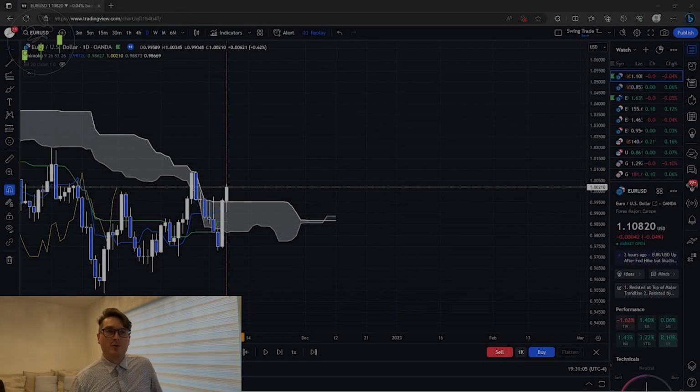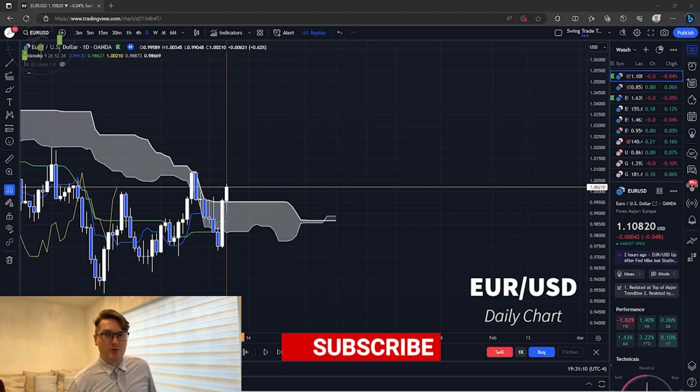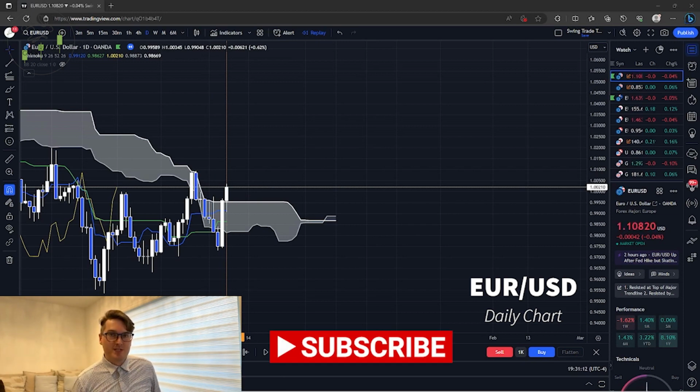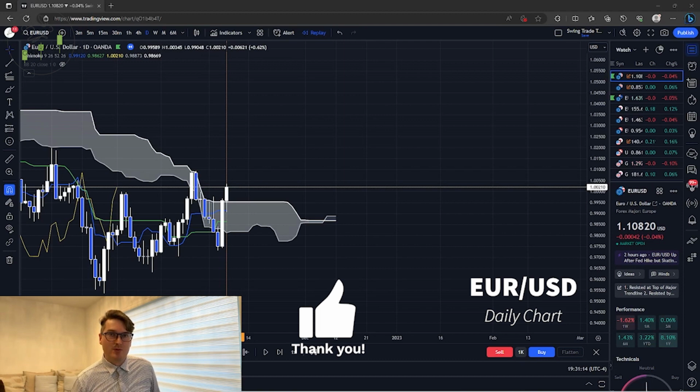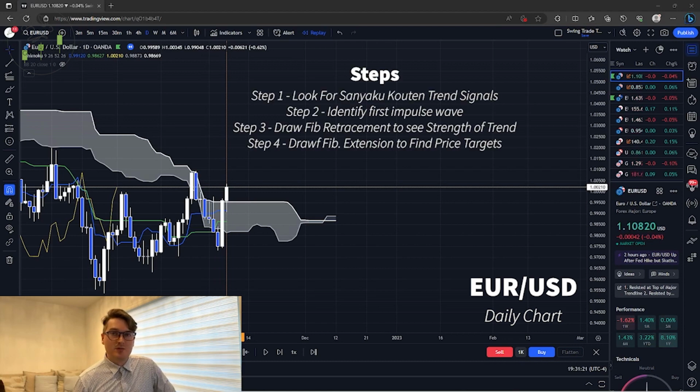Okay guys, so we're going to start here on the Euro-US dollar on the daily chart. Now I'm going to show you how to use Fibonacci retracements and Fibonacci extensions with the Ichimoku system. So the first step is that we're going to look for the Sen'yoku Kyoten signals to look for the start of a new trend, right?